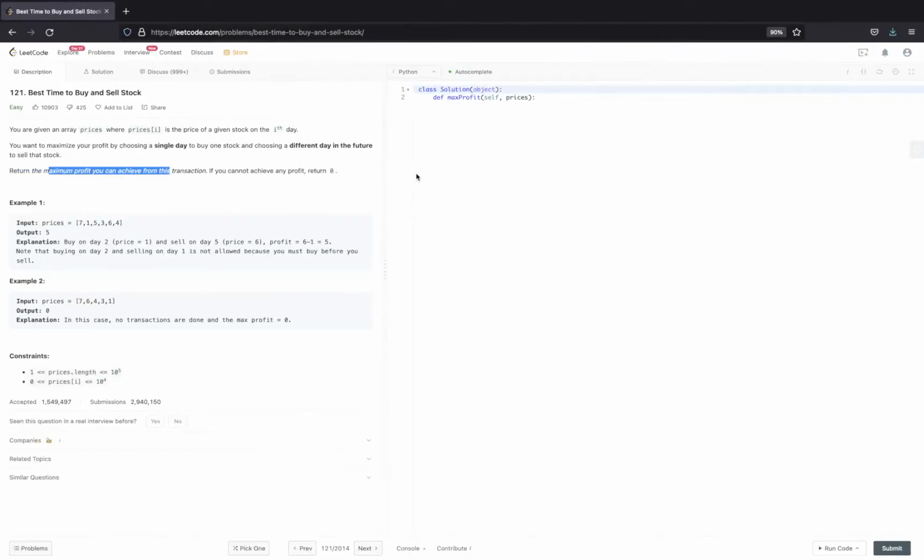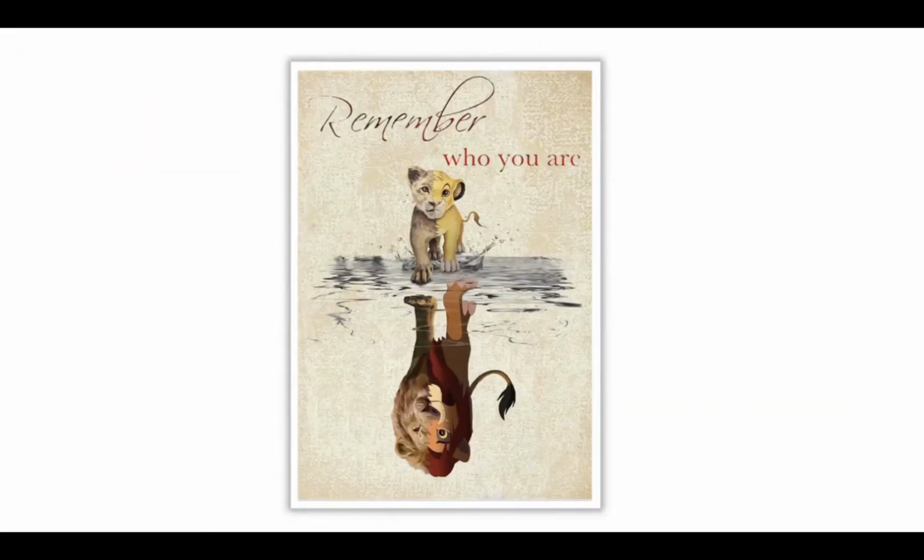So before solving the problem, let's read the quote of the day. It's from the movie Lion King, right? Remember who you are. So whenever you doubt yourself, remember who you are.